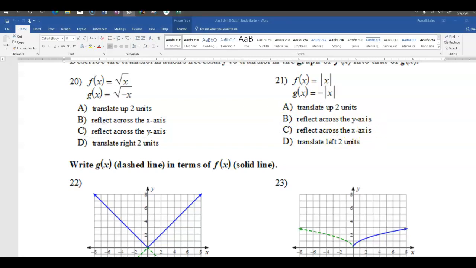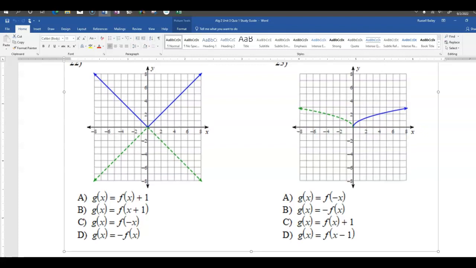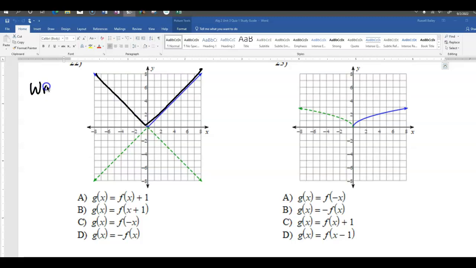Okay. Another way that that question can be answered is by looking at a graph. So in this case, for number 22, we have this blue line. And the directions for this question are going to seem confusing on your test. You can look at the 3.3 notes to see the example of it, but they're going to say, write g of x in terms of f of x.